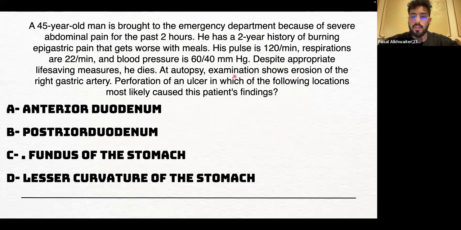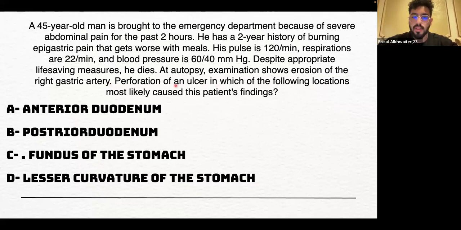So the important thing, we don't need this. At autopsy, examination shows erosion of the right gastric artery. Now we put in our minds that wherever the right gastric artery is, there is a problem in that area. Until now we don't know where the right gastric artery is. Imagine that we don't know. What we should keep in mind is that wherever the right gastric artery is, there is a problem in that area. Whether it is posterior, greater curvature, lesser, wherever the right gastric artery is, there is a problem.